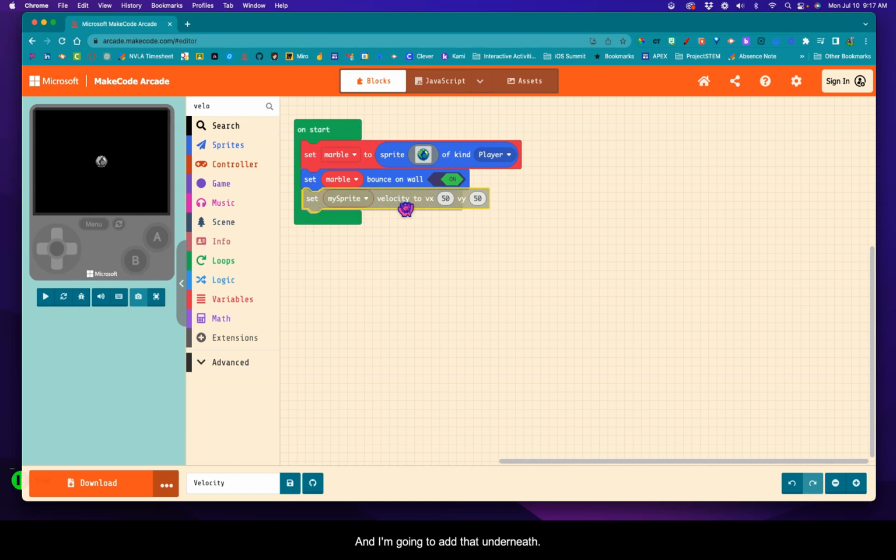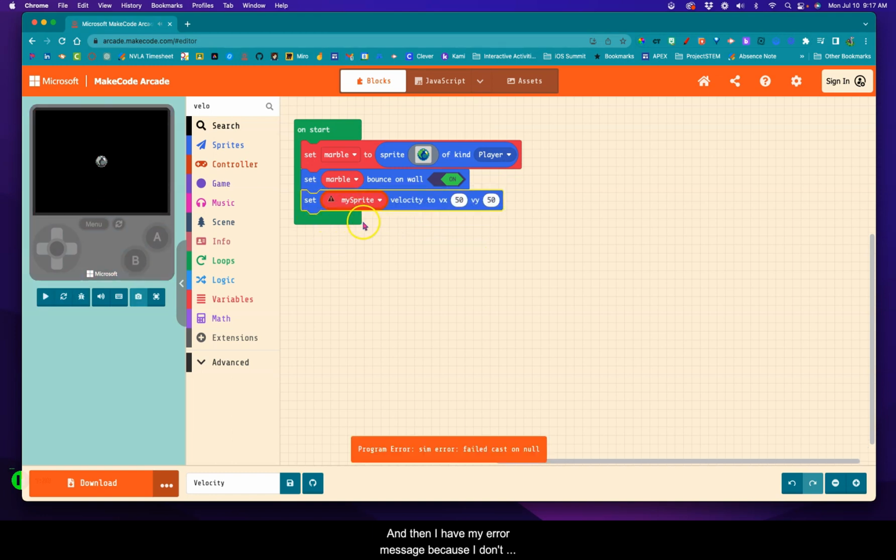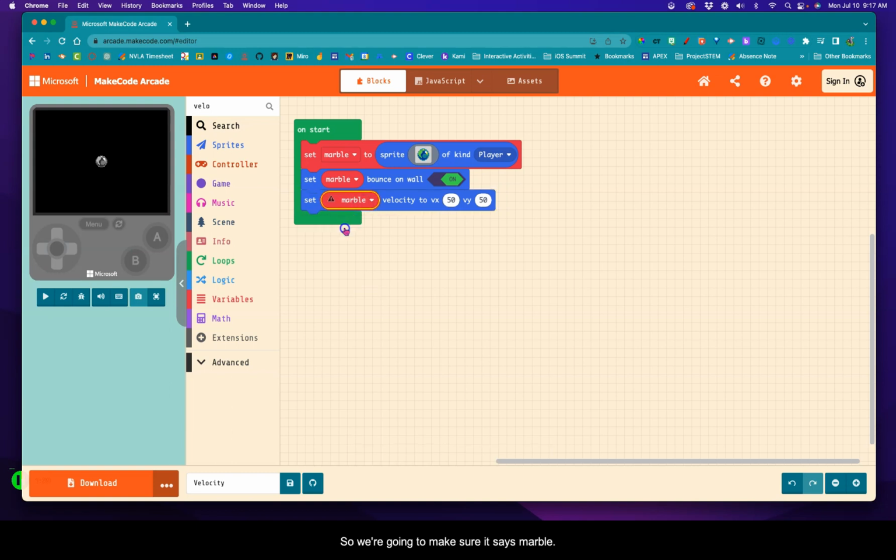And I'm going to add that underneath. And then I have my error message because I don't have a sprite named my sprite. So we're going to make sure it says marble. All right, let's see what happens when we just let it go with default. It just starts moving on its own. So while it's bouncing around, let's take a little closer look at what these things mean.